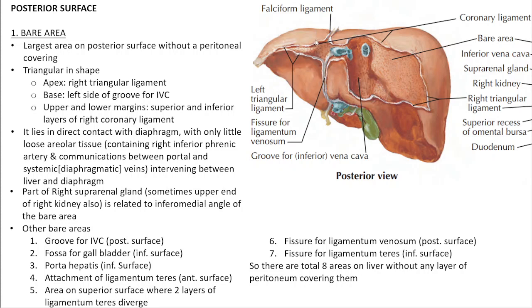So again bare area. Then we have the area between the two layers of the left coronary ligament, that is also bare. Then coming to the inferior surface, between the two layers of the fissure for ligamentum teres, the floor of the fissure for ligamentum teres, that is also bare. Then porta hepatis itself is also a bare area.